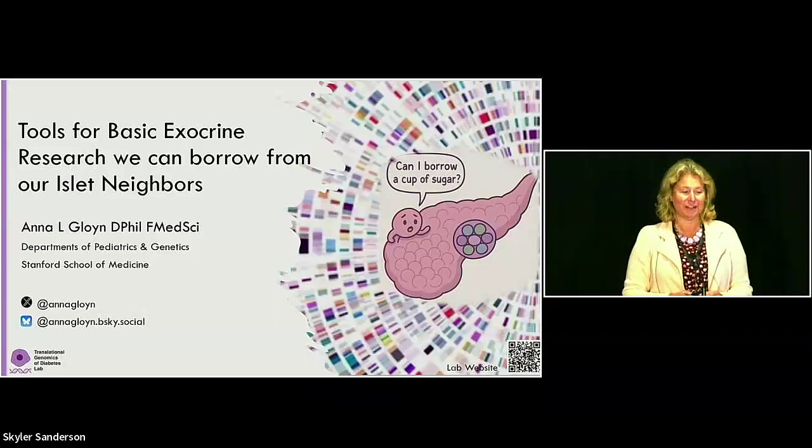So we're going to have a little bit of a shift of gear now. You can see here I've tried to bring a little humour into my talk with a ChatGPT derived picture of the little exocrine cells reaching out to the endocrine compartment asking for a cup of sugar, because we are good neighbours.